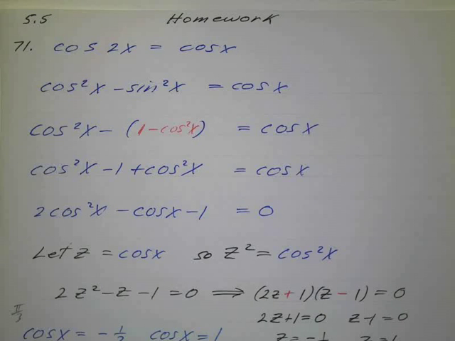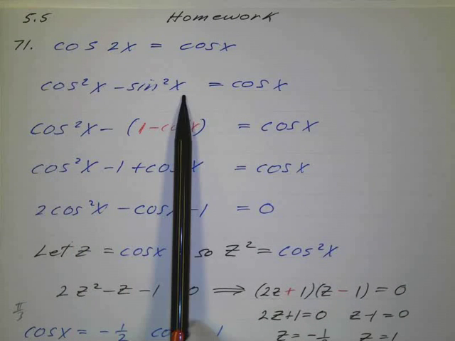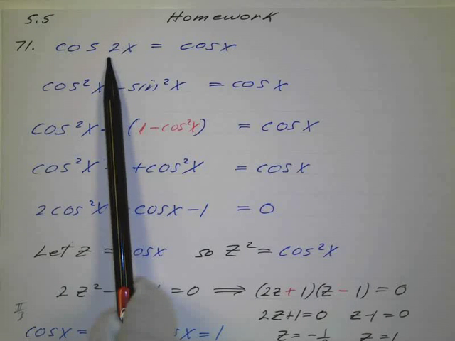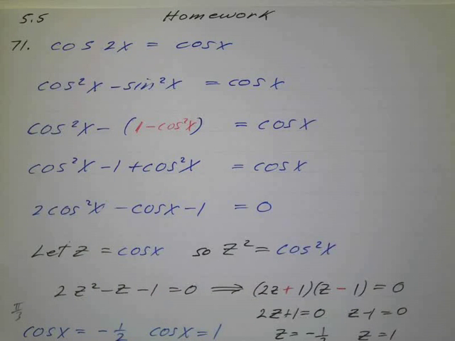Okay, some more problems from section 5.5, and this is number 71. We have the cosine of 2x equals the cosine of x, and now again we can use one of our two-angle formulas, and this is going to be the cosine squared of x minus the sine squared of x. Now remember, that's easy to derive from cosine, cosine, sine, sine, different signs. So it's very easy to derive.